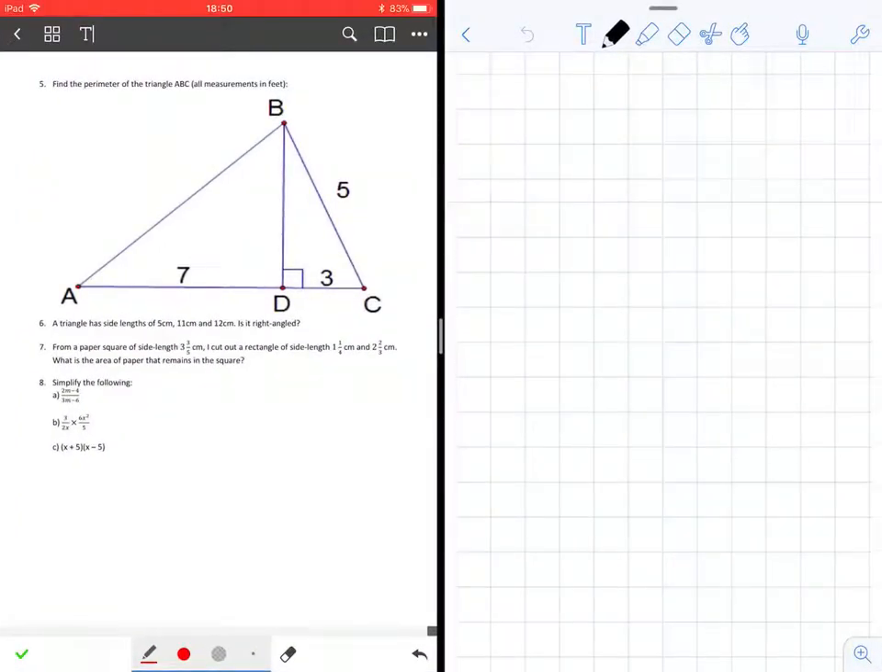On the final page, we're looking at some Pythagoras and some fractions and some algebra work. So first of all, some Pythagoras. I need the perimeter of the triangle. The thing that's really missing is this length AB. But to get that, I'm going to need the length BD. So I'm going to use this triangle BDC.